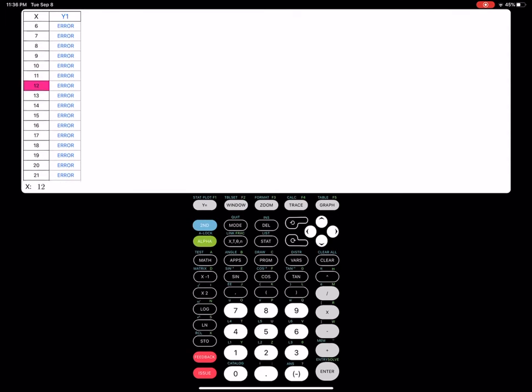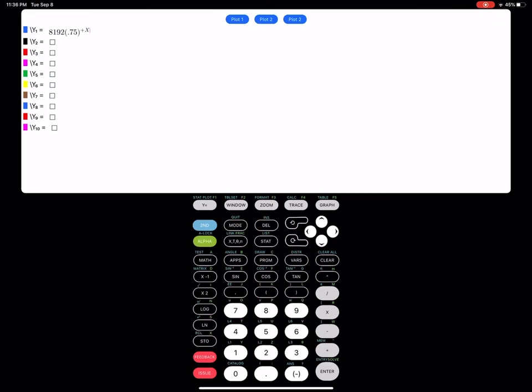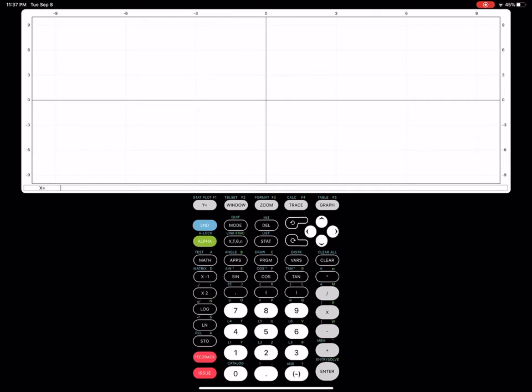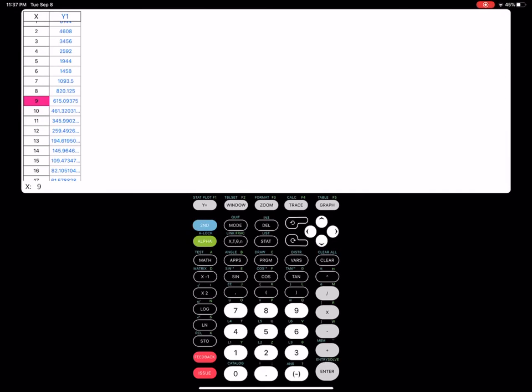And I must have done something wrong. What have I done wrong? Let me see here. I put up here plus x. That is not correct. I need to delete that. Now it's to the x power. Now let me graph it. Do I still see it? I still don't see it, but I can still go to my table. There we go. Go to your table, and you're looking for when y is 1,000.